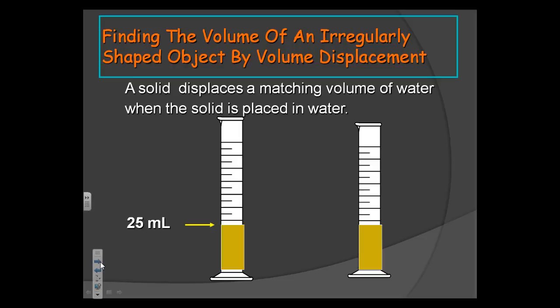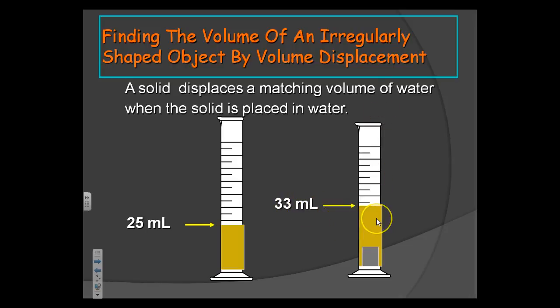So what you would do is take a graduated cylinder and read it to its exact volume. Then you would take the object and carefully place it into the graduated cylinder, making sure you don't splash out any liquid or water. So here is the object. It's going to go into the graduated cylinder, and the volume of the water goes up because it has been displaced by the object. And now the graduated cylinder reads 33 milliliters.